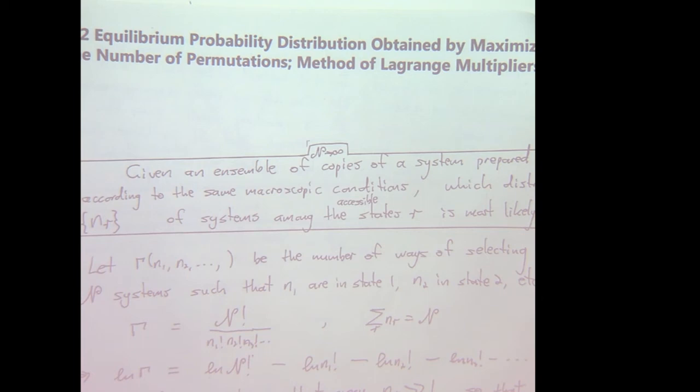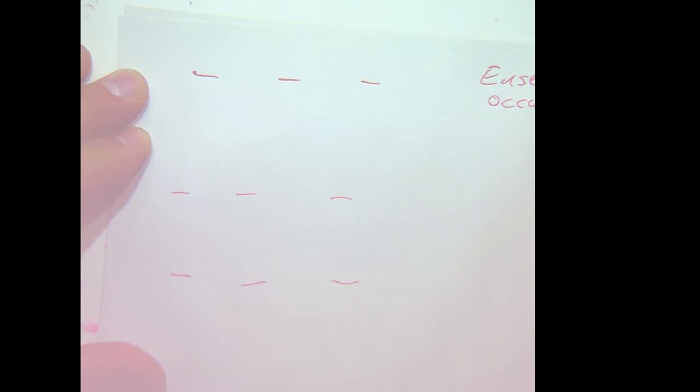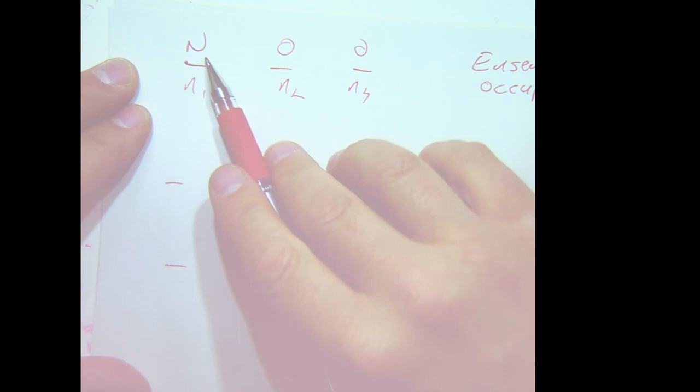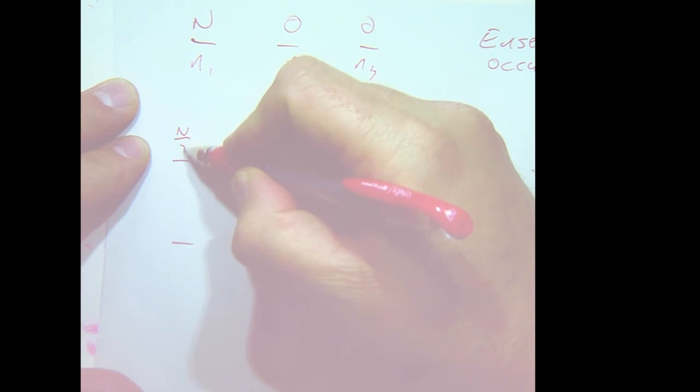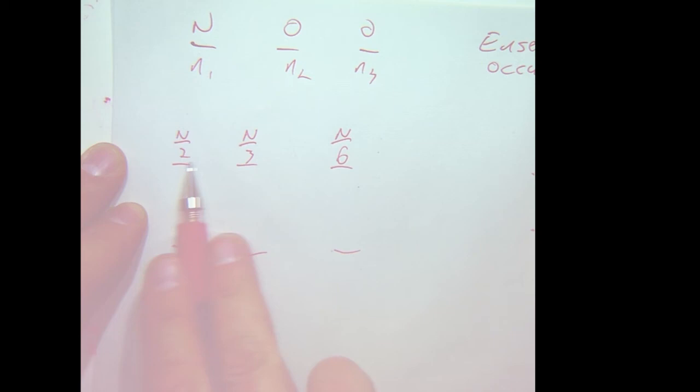So the basic idea is, I suppose that you have an ensemble, ensemble one, with occupation numbers n1, n2, n3. So this one is n, 0, 0. In this ensemble, all the systems are in state 1, and 0, 0. In this ensemble, let's say n on 2 are here, n on 3 are here, n on 6 are there. That's another distribution. But I don't mean a distribution; I mean that there's a distribution of systems in these states.